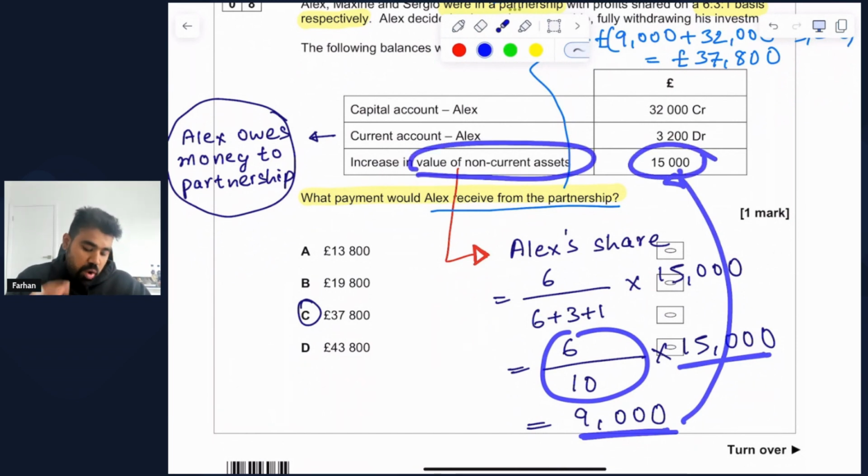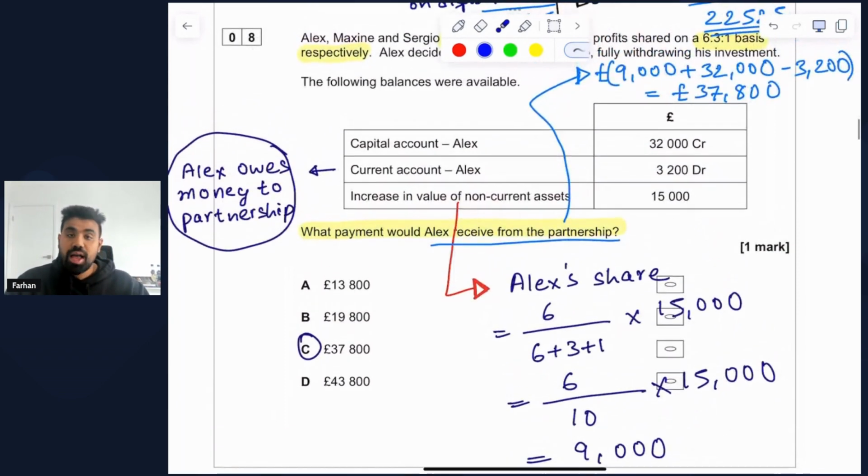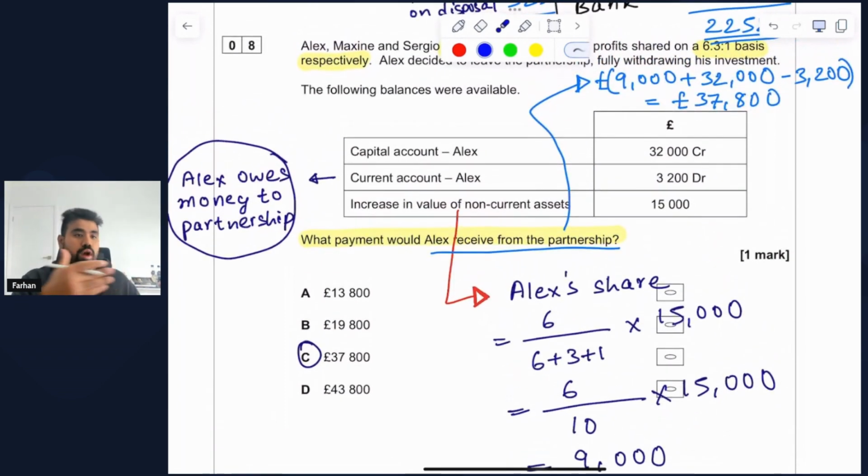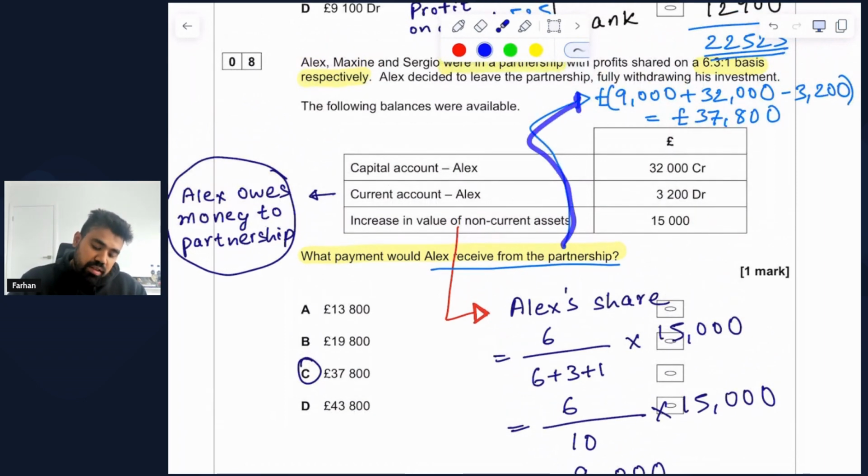All right. Now the question is asking, how much would Alex receive from the partnership when he's trying to leave? All right. So we have just figured out that Alex gets 9,000 pounds because Alex used to own 60%. So that's what he got, 9,000, which is 60% of 15,000. And then Alex has capital invested in the business of 32,000 pounds. This is given here clearly. But then we subtracted 3,200 pounds. Why? Because the current account has a debit balance.